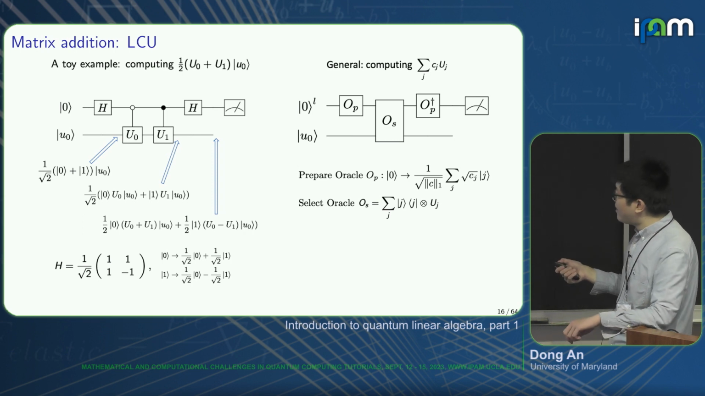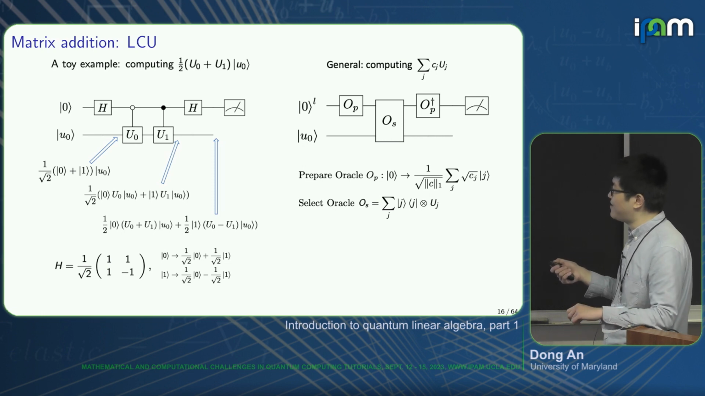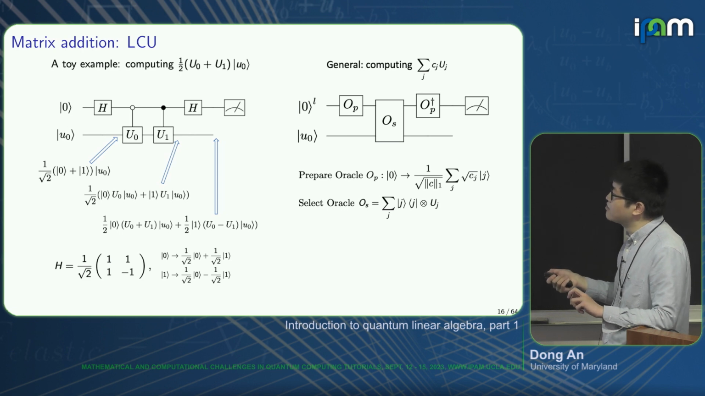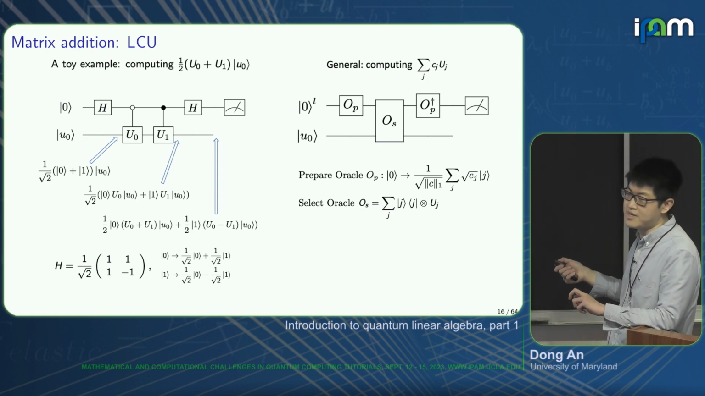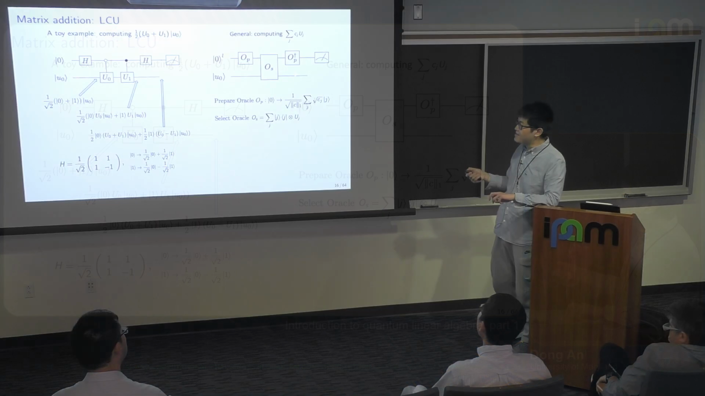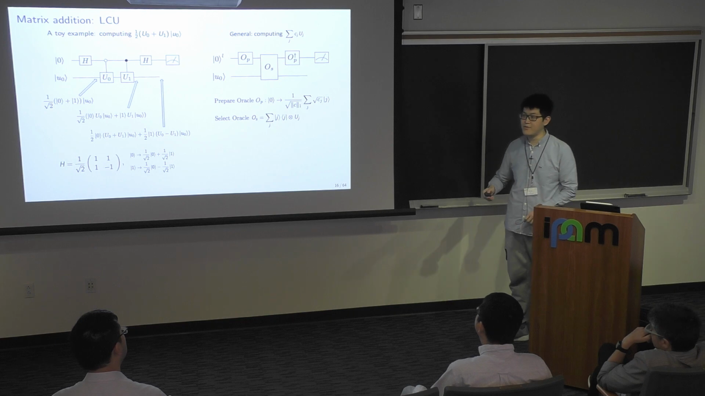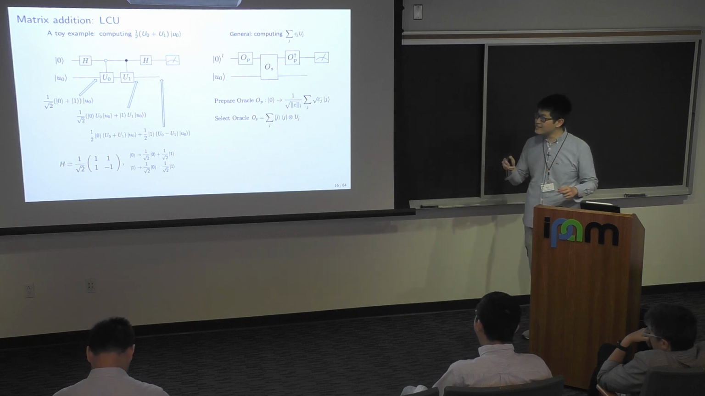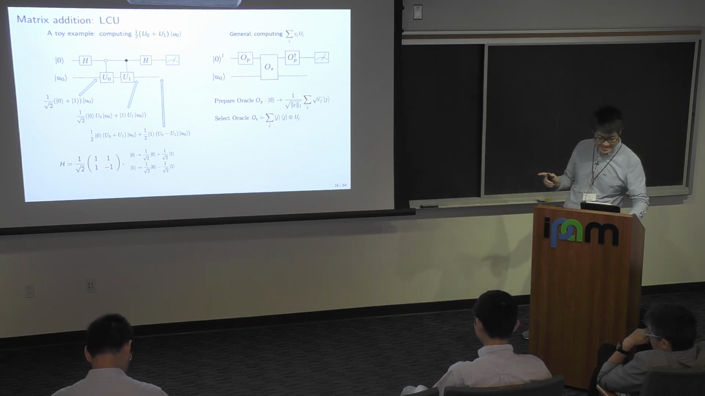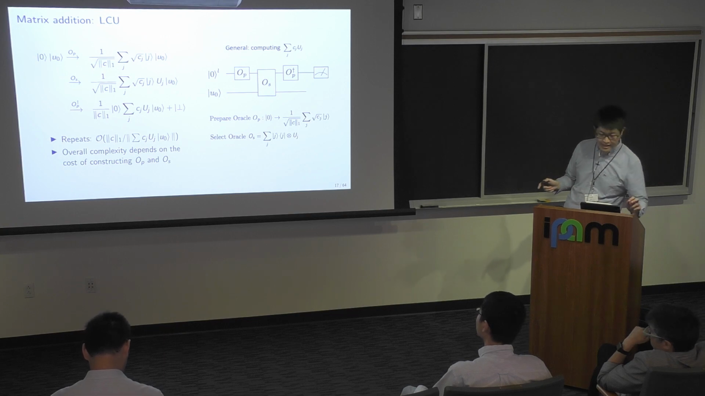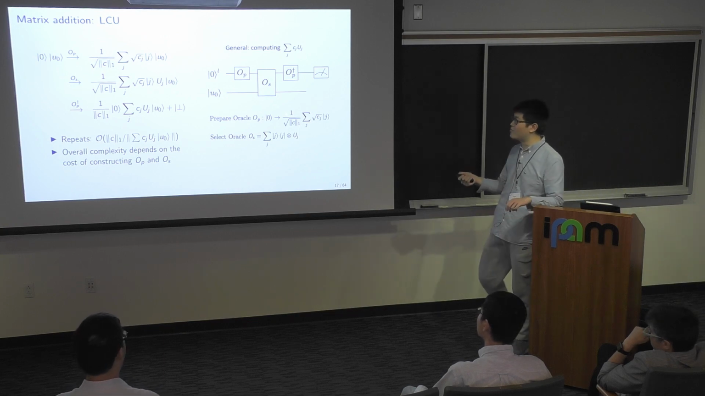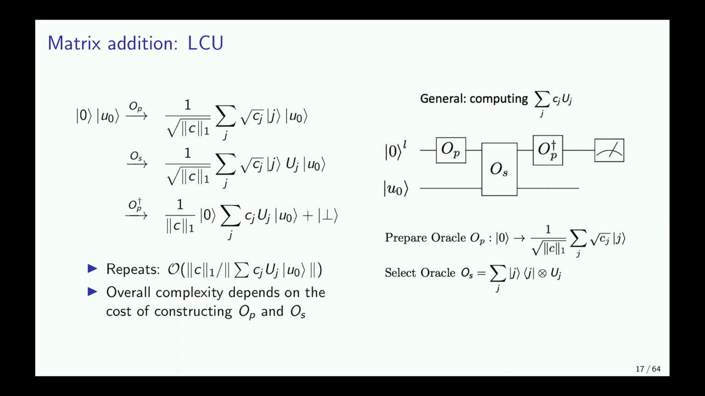And then after that, I will apply the prepare oracle inverse. So I just apply the inverse of this unitary, which is also this Hadamard gate, because for the Hadamard gate the inverse is itself, and then I just do the measurement. So this is the general LCU oracle. You can view this as a generalization of the single case, and I have some detailed calculation showing you the quantum state at each step.